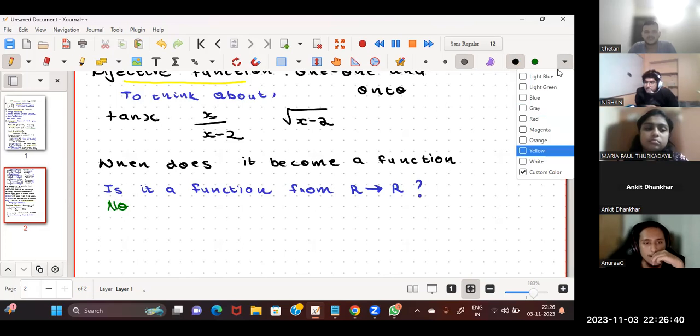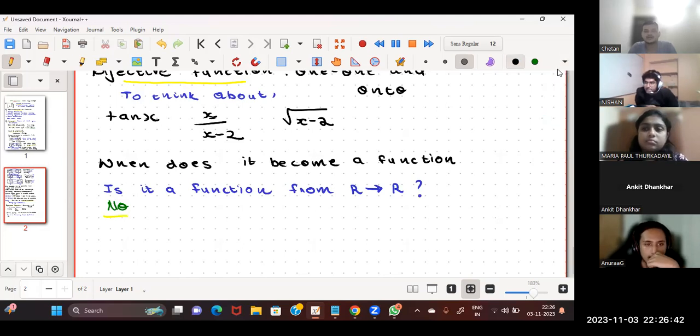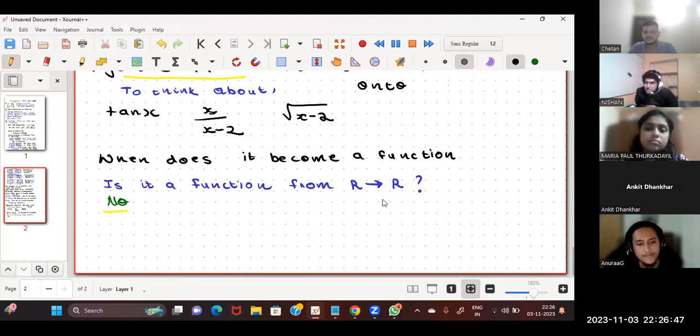Partial functions are such functions that are not defined for all the inputs in your domain. These are not true functions. So I hope that answers your question for tan x. A similar example would be stepwise functions. That's correct.